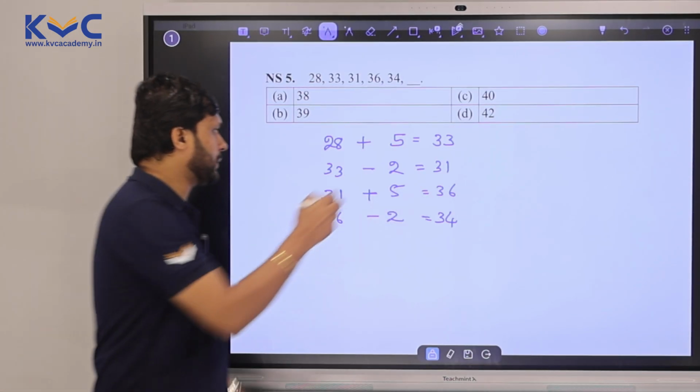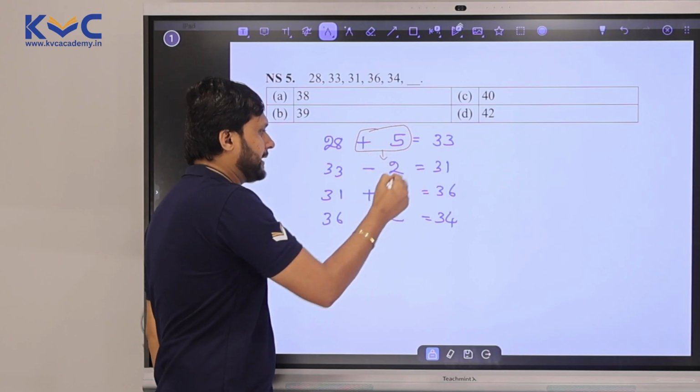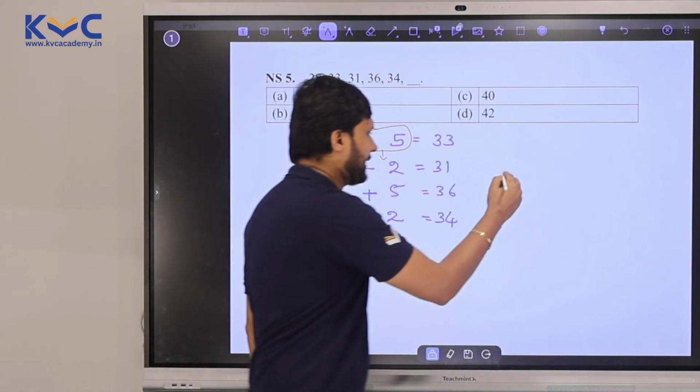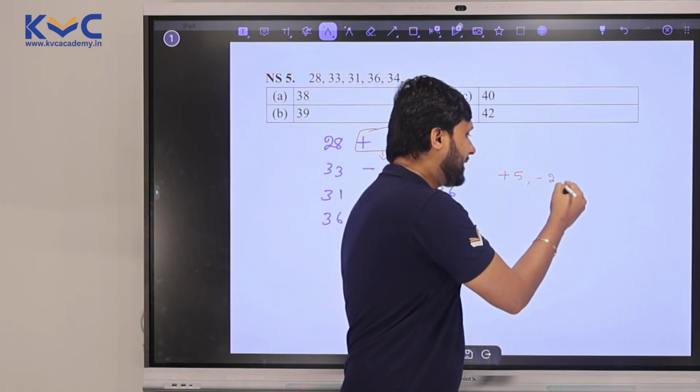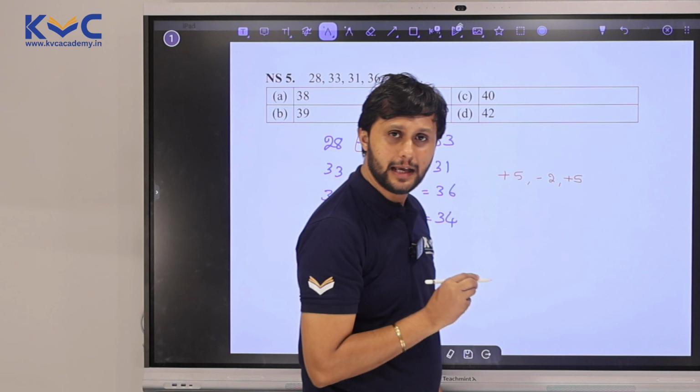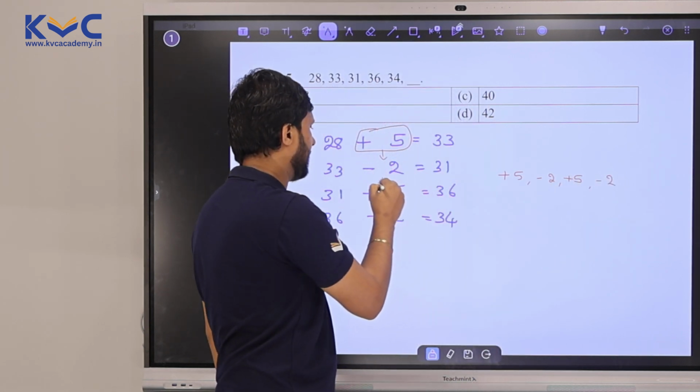If you see the sequence over here, we have plus 5. After plus 5, when it goes over here, it becomes minus 2. So the sequence is plus 5, then minus 2, and then again plus 5, and then again minus 2. Correct? It is moving that way only.